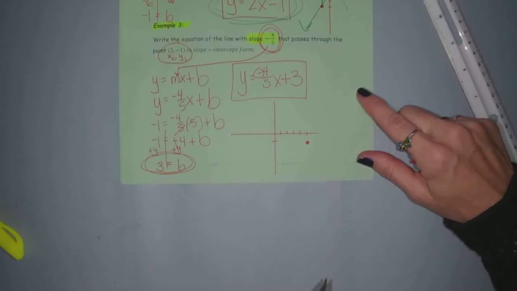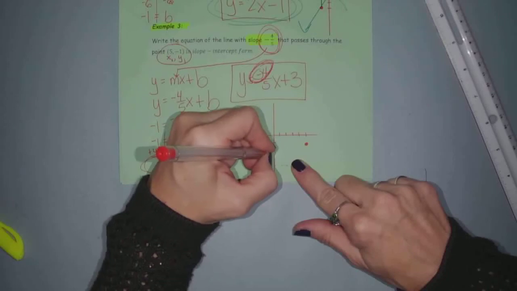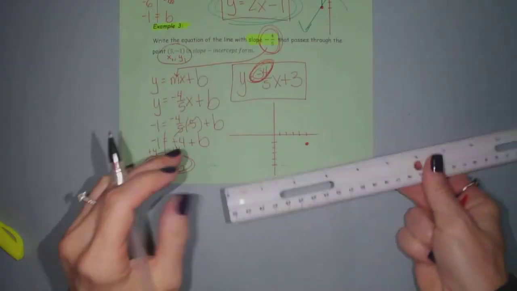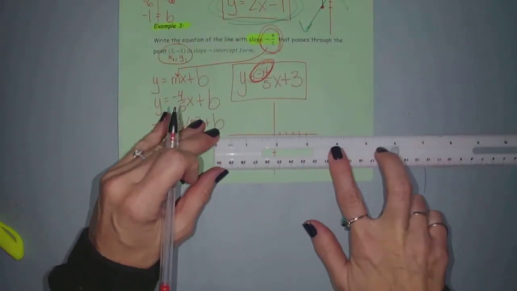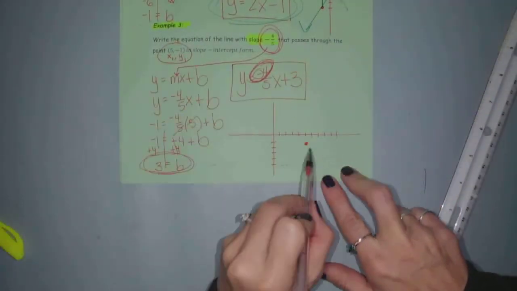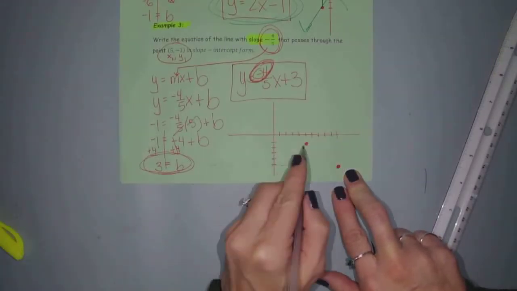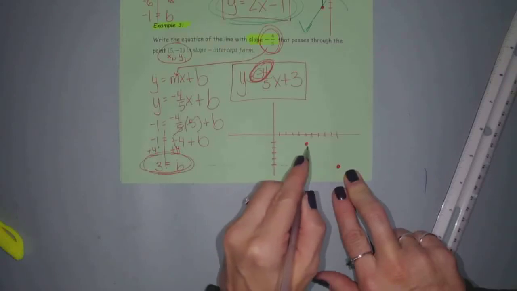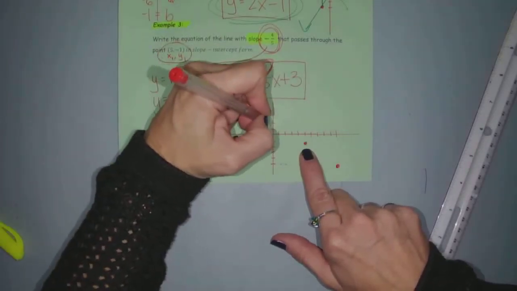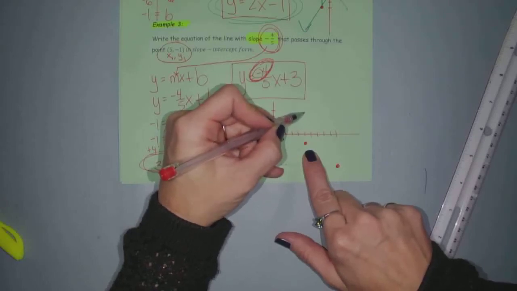Because when I have a negative slope, I tag that negative with the numerator. So I'm going to go down 4. 1, 2, 3, 4. And I'm going to go to the right 5. I should have made this a little bit longer. So 1, 2, 3, 4, 5. So I'm going to come down 4, 1, 2, 3, 4, and right 5. Put me right there. And the opposite of going down and right would be to go up and left. So I could also go up, 1, 2, 3, 4, and left 5.